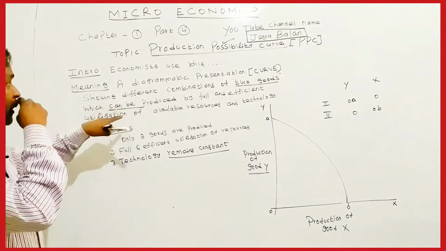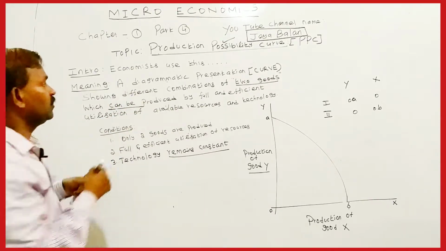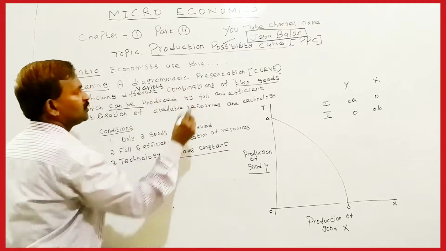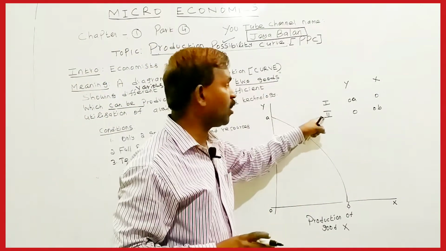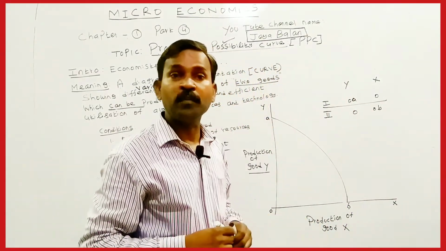But I have not written only 2, I have written different. Different means, what is the other name of different here? Various. So we can show different combinations. Till now, I have shown only 2 combinations. What is the first combination?